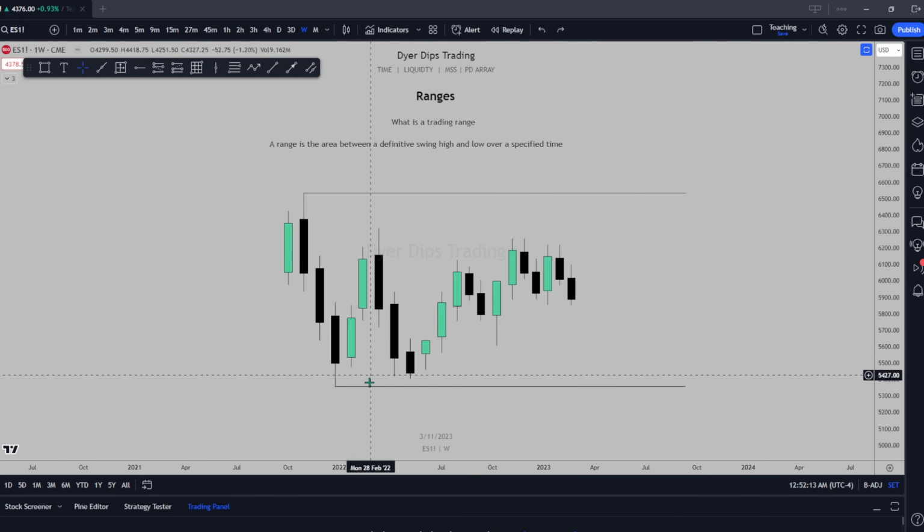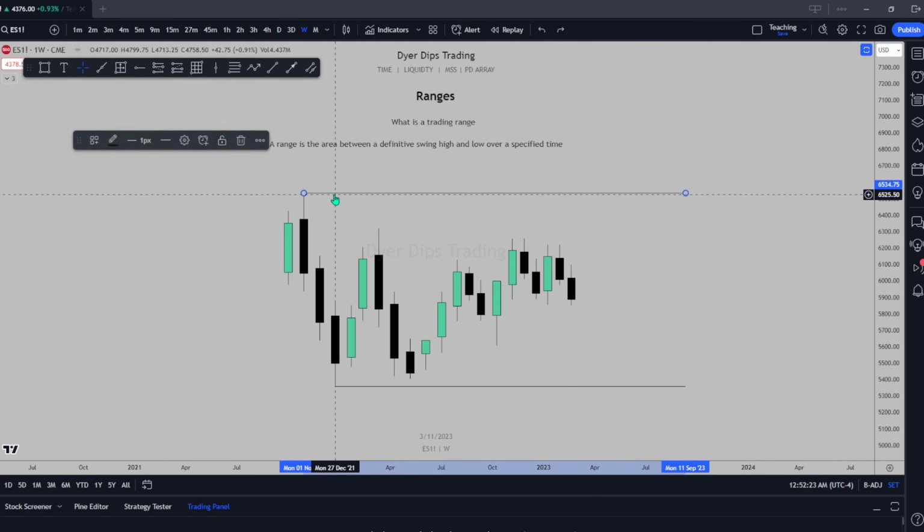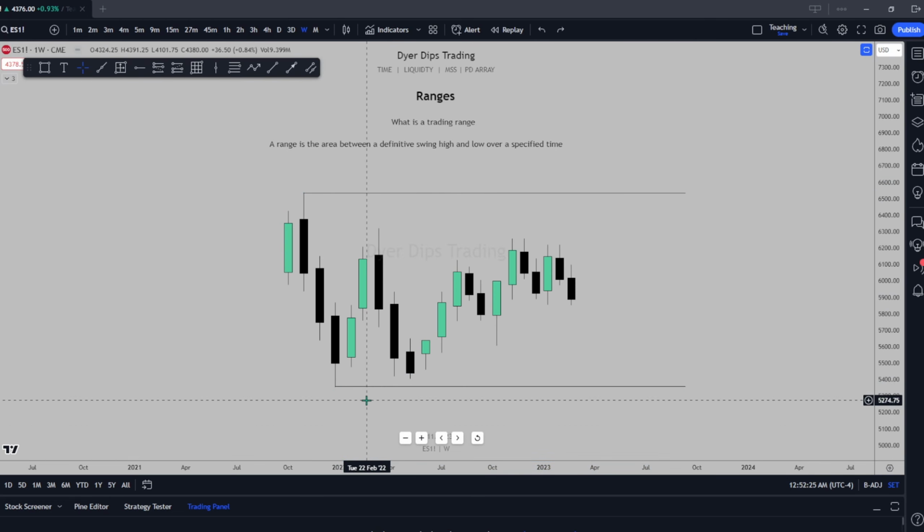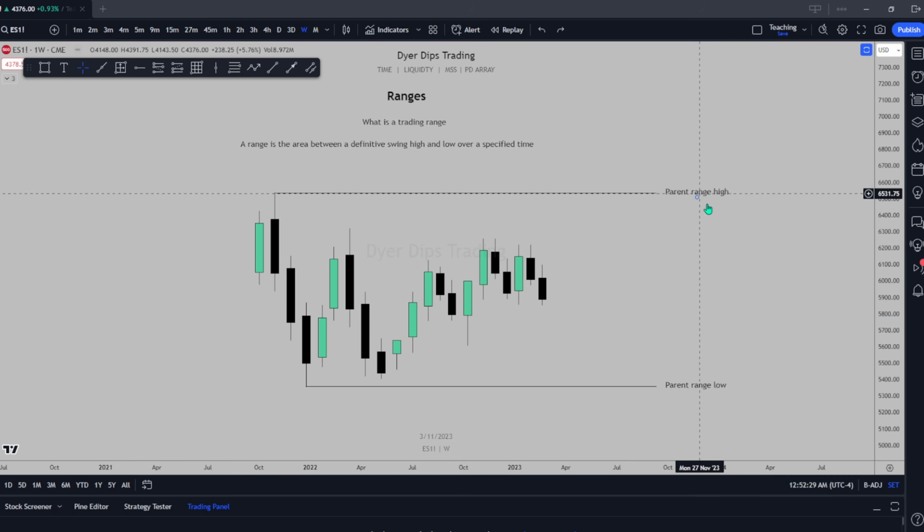So, the first thing that we have to do is drop these candlesticks in here, and we can see that we are forming this price action, or this back and forth movement, inside of this high and this low. These are what's referred to as your parent ranges. So this is your parent range high and this is your parent range low. This is what is referred to as a ranging market.